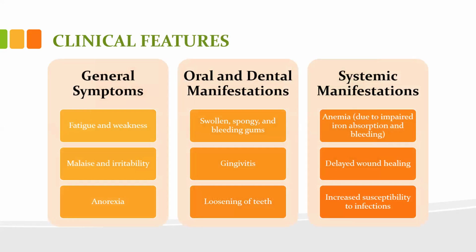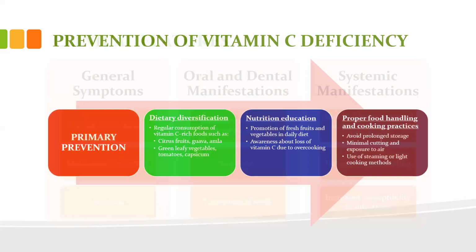The clinical features of scurvy range from general symptoms to systemic manifestations. The general symptoms include fatigue and weakness, malaise and irritability, and anorexia. The oral and dental manifestations are swollen, spongy, and bleeding gums. There can be gingivitis and loosening of teeth, while the systemic manifestations are anemia due to impaired absorption of iron and bleeding. Then there is delayed wound healing and increased susceptibility to infections.